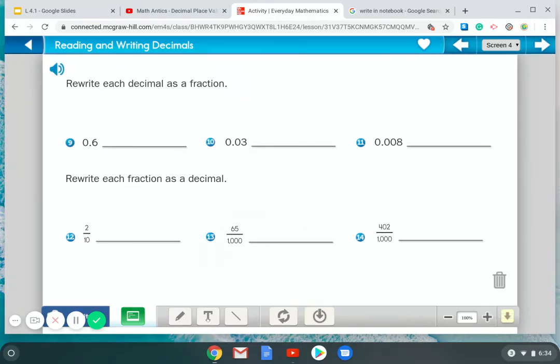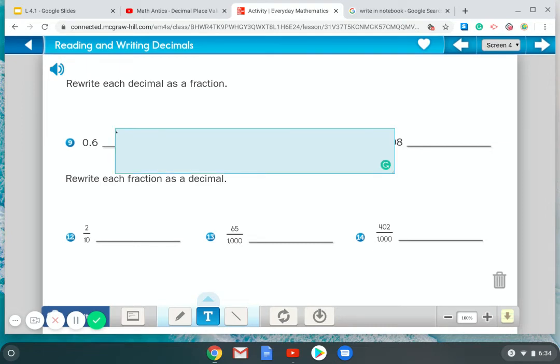Okay, let's go ahead and go over them. Now, for number 9, I see that I have a 0 in the ones place, and then to the right of the decimal, I have a 6 in the tenths place. So if I was going to write that in fraction notation, I would have 6 over 10.